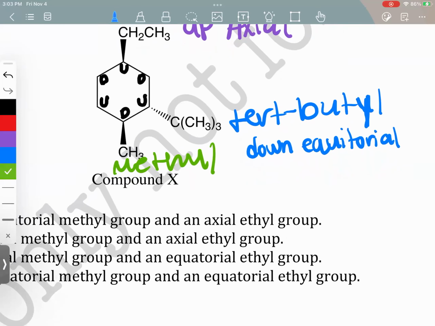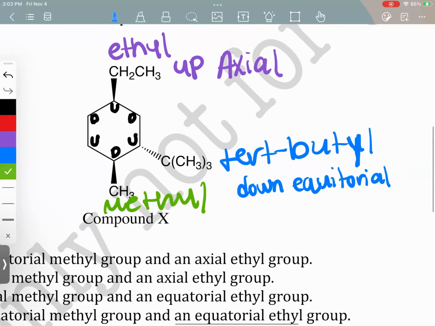And last, let's look at our methyl. Our methyl is on a wedge. That means it's going up. And it's on a down carbon. So what type of position will it be on? Equatorial.